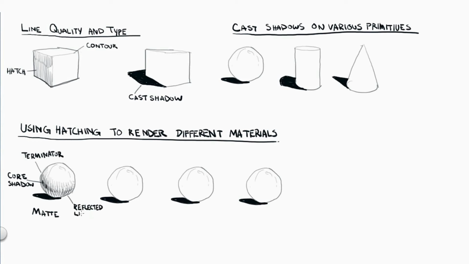A fully reflective material like chrome will project its surroundings on its surface. The dark spot on the bottom is its reflection of its own cast shadow.